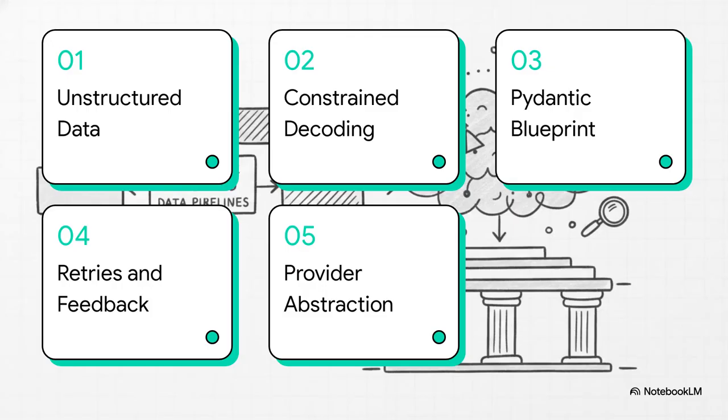Okay, let's dive into this. Here's our agenda for today. 1. The unstructured data problem. 2. Math of constrained decoding. 3. Pydantic, the schema blueprint. 4. Smart retries and feedback. And 5. Multi-provider abstraction with Instructor.